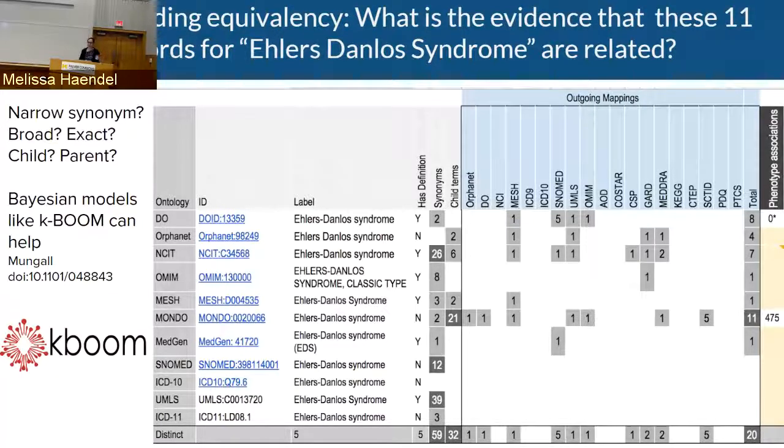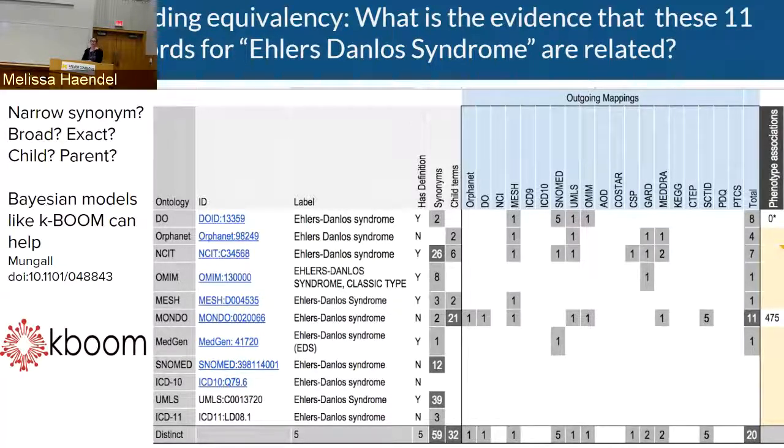So that one's Ehlers-Danlos syndrome, comma, classic type. Some of them have text definitions. Some of them have synonyms, some of them quite a lot. So the NCIT, the National Cancer Institute Thesaurus, has 26 different synonyms for Ehlers-Danlos. How can we have so many synonyms for Ehlers-Danlos syndrome in NCIT, but not have any synonyms for it in Orphanet, which is a major rare disease resource?